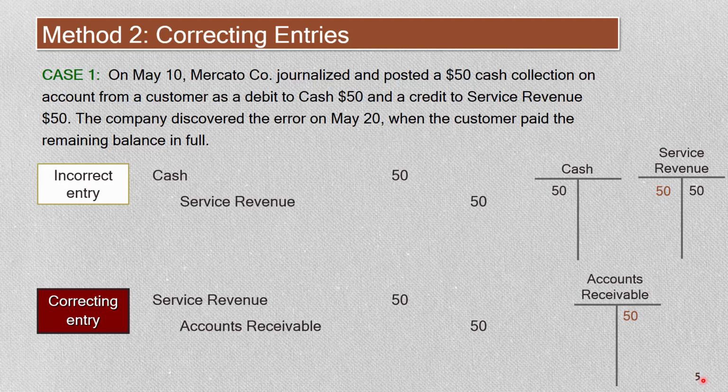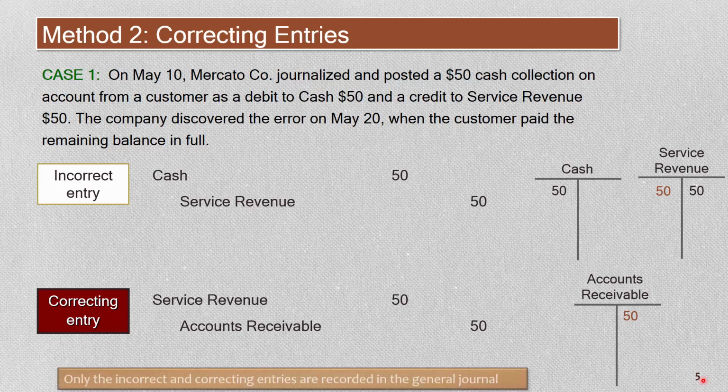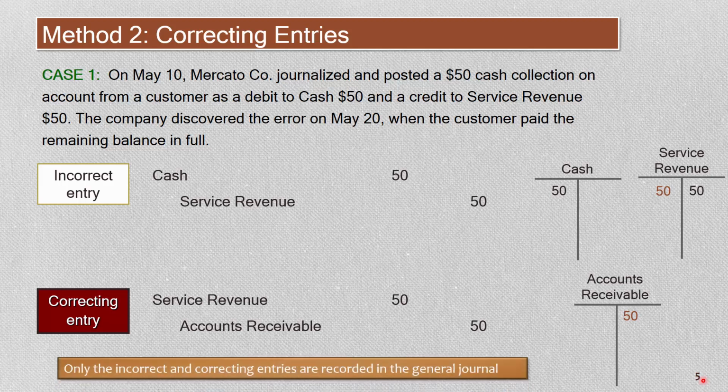So we still end up with the correct answer of the $50 in cash and the $50 in accounts receivable. Under this method, only the incorrect entry and the correcting entry are recorded in the general ledger because together those two entries equal the correct entry.